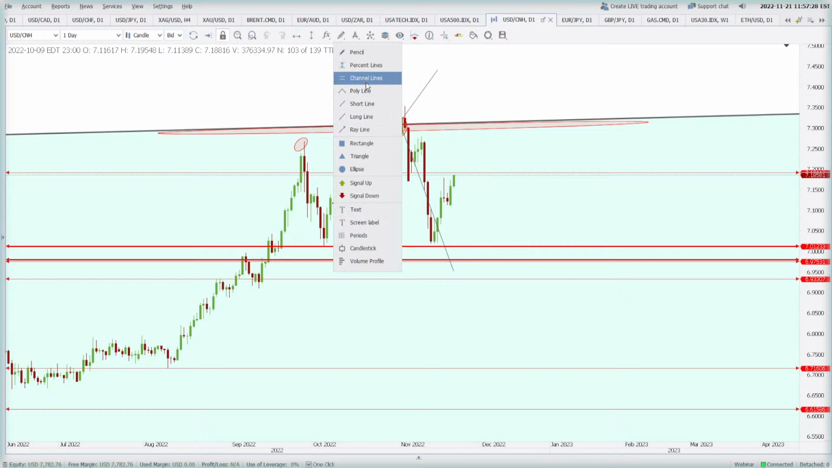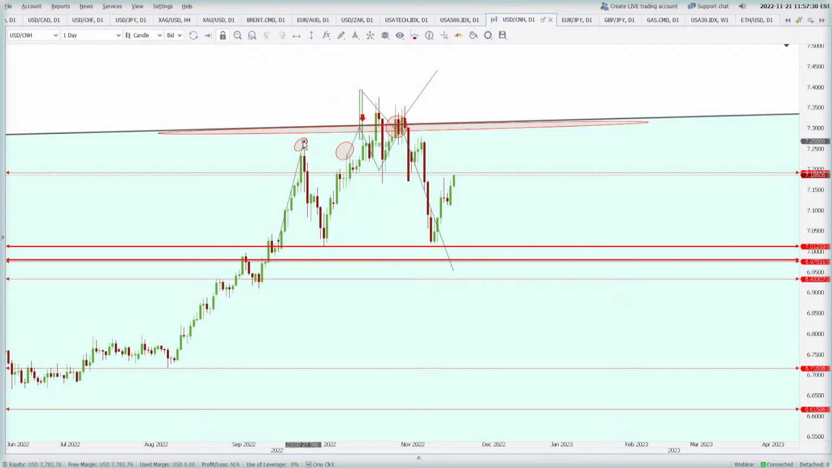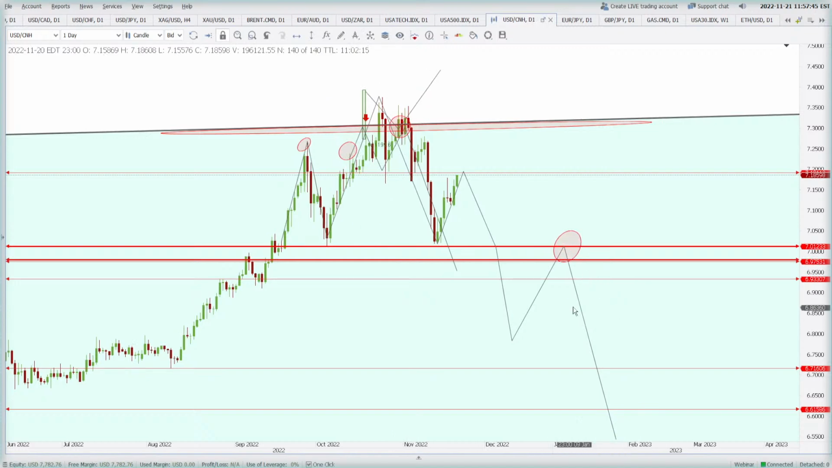Now, what to do with the head and shoulder pattern? You just go through the playlist and you will know what to do. Okay, this is a possible head and shoulder pattern, and if something like this happens, then this is how you are going to trade this.